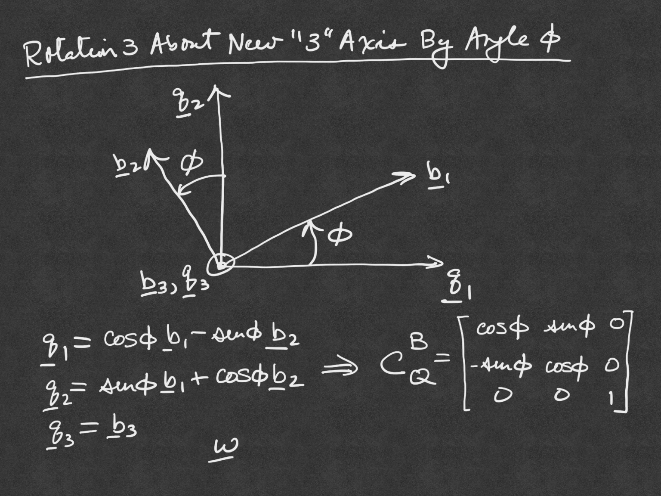And then correspondingly, we get the angular velocity of B in Q equals phi dot times B3. So now we've defined all three rotations, the transformations between the frames, and we've figured out the angular velocities as well.